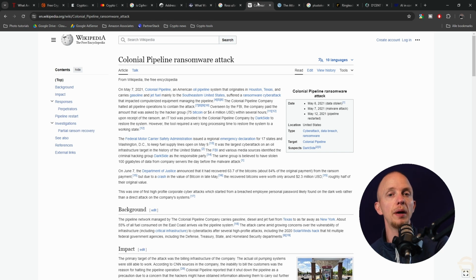And the Colonial Pipeline ransomware attack was a significant cyber attack that targeted Colonial Pipeline, the largest fuel pipeline operator in the United States. Now, Colonial Pipeline proactively shut down its operations to contain the spread of the malware. And this pipeline supplies nearly half of the fuel consumed on the East Coast of the United States. Now, the shutdown led to widespread fuel shortages, panic buying, and increased fuel prices across several states. Now, long lines formed at gas stations, and some locations experienced significant outages.